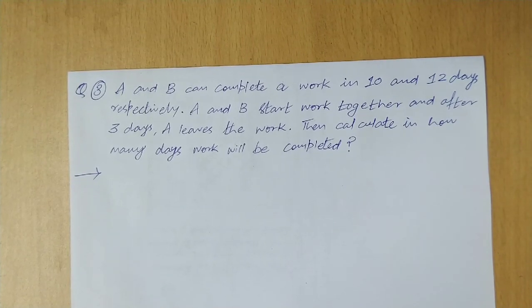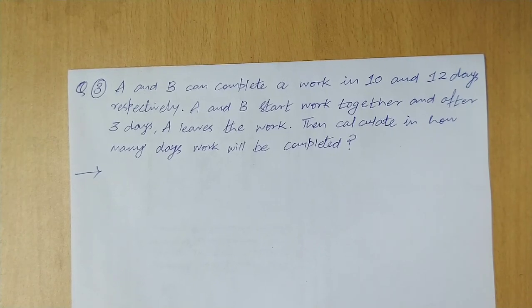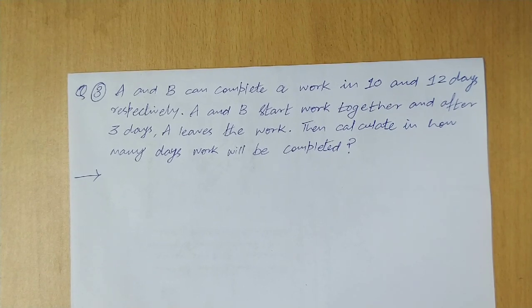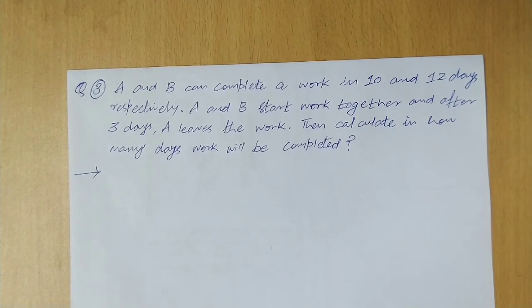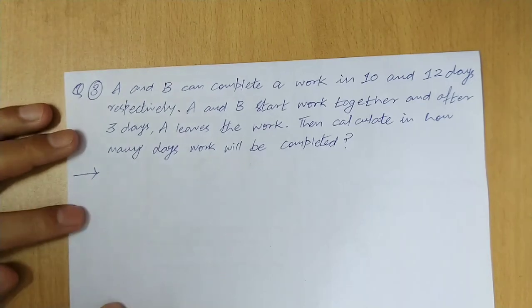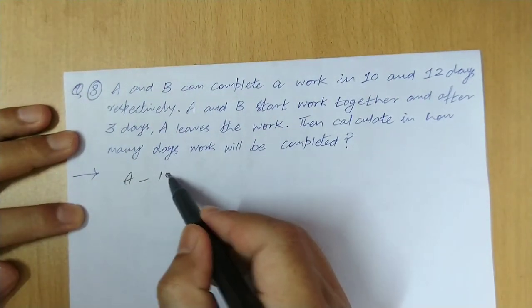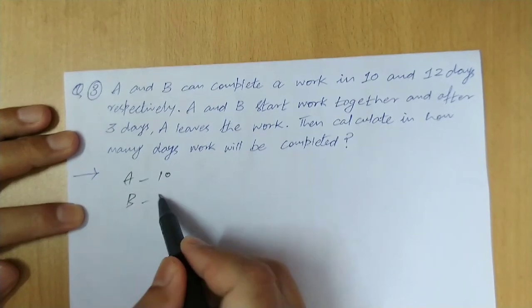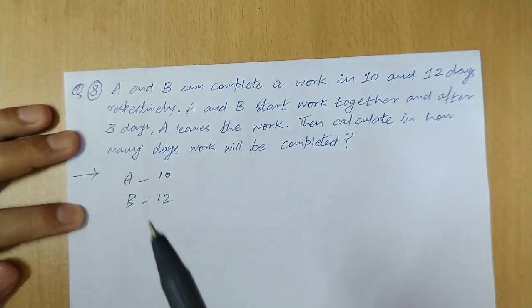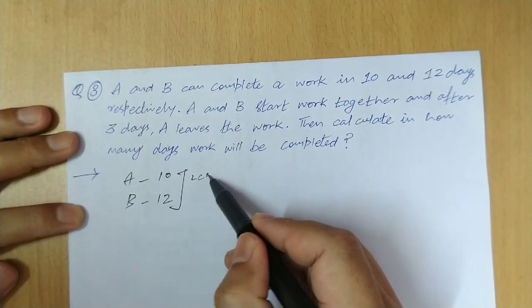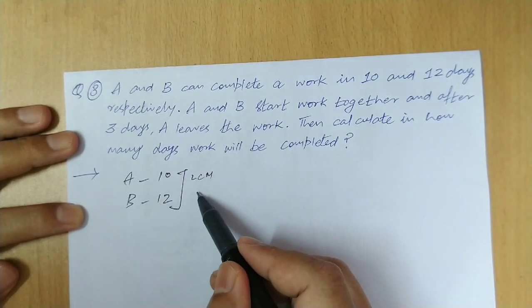The question says A and B can complete a work in 10 and 12 days respectively. A and B start work together, and after 3 days A leaves the work. Then calculate in how many days work will be completed. So A can complete the work in 10 days. B can complete the same work in 12 days. As I said, we will take the LCM. Our LCM will be 60.